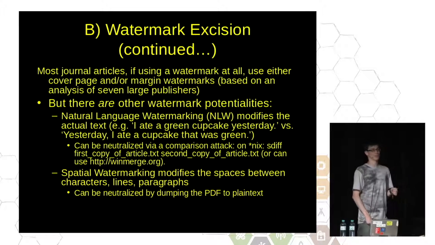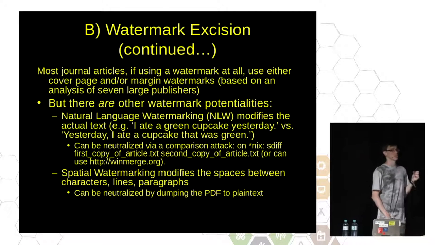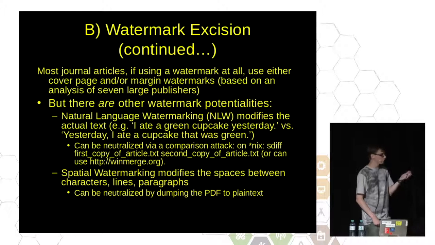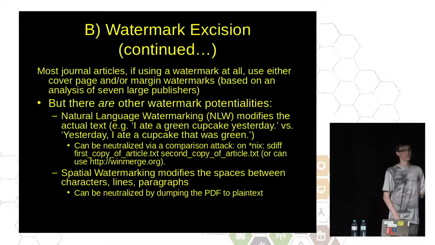Once any given number of sentences are modified, the particular tracking algorithm can then deduce which version of the article was watermarked, or which source it came from. And of course, the flip side of this is that this is very trivial to defeat, right?